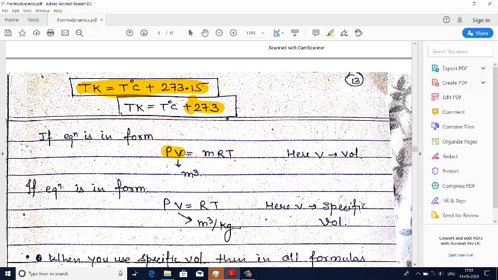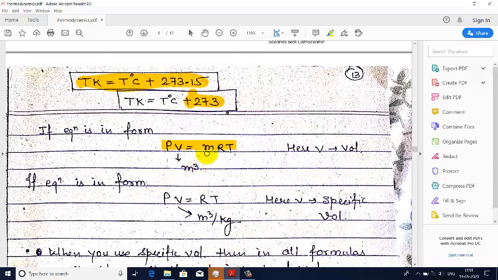if the equation is written in this form, PV is equals to mRT, here V is volume and its unit is meter cube. Okay, and if we take this m to the left hand side of the equation, it will be in the denominator, so there will be V by m. And if we take V by m as specific volume, then the equation will reduce to PV is equals to RT. Here V is specific volume and the unit of V is meter cube per kg. Okay, so both these equations are correct.